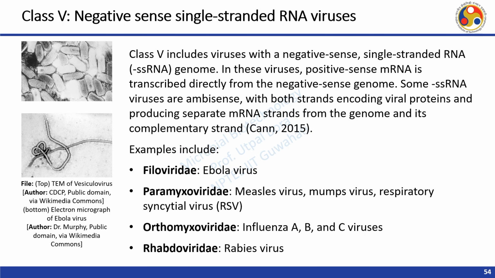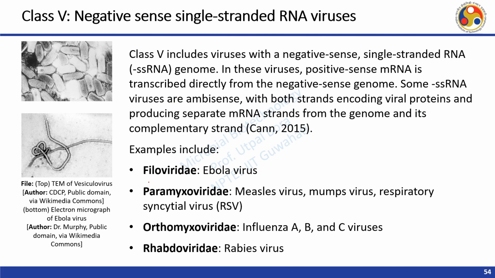Next come the Baltimore class 5 viruses. These include viruses with negative sense single stranded RNA genome. In these viruses, positive sense mRNA is transcribed directly from the negative sense genome. Some negative single stranded RNA viruses are ambisense with both strands encoding viral proteins and producing separate mRNA strands from the genome and its complementary strand.